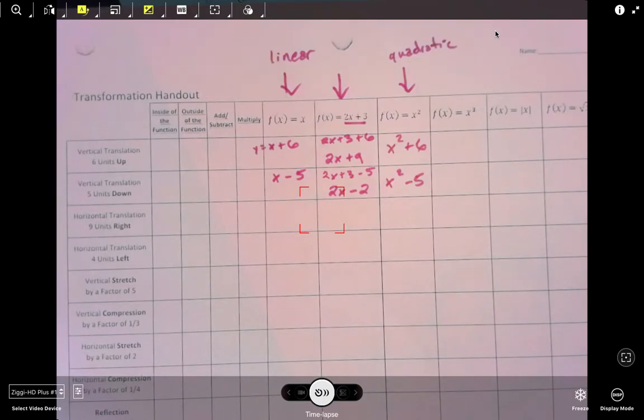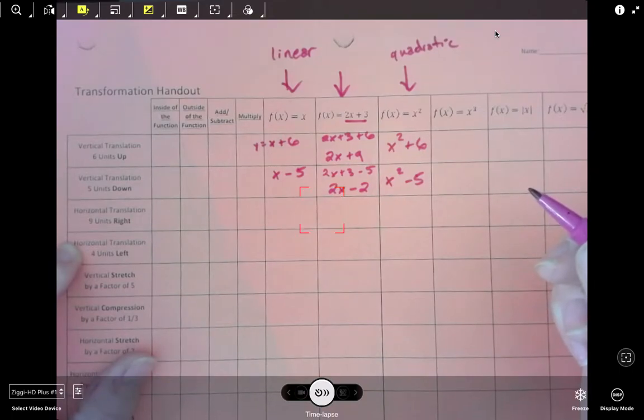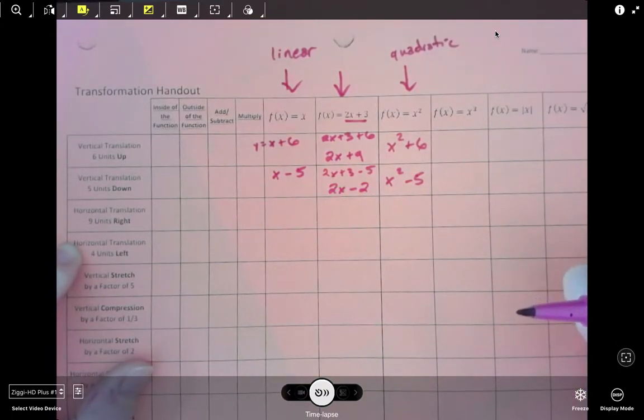Okay, now right and left. If you're going right and left, how does that change from going up and down? Do you remember these rules? To the right is minus.